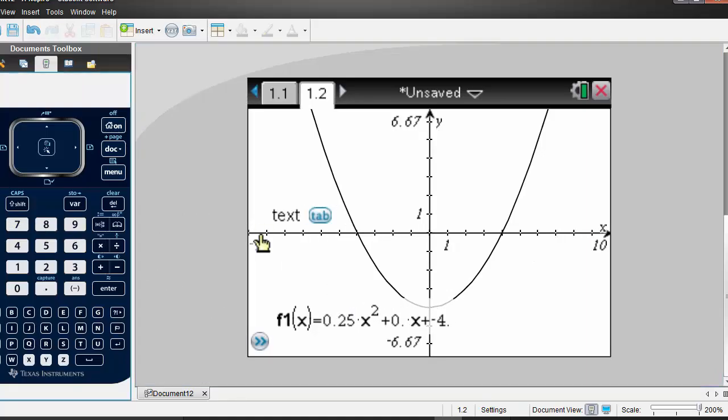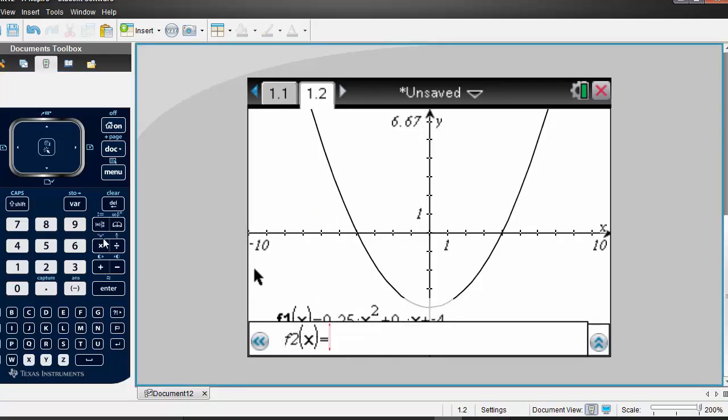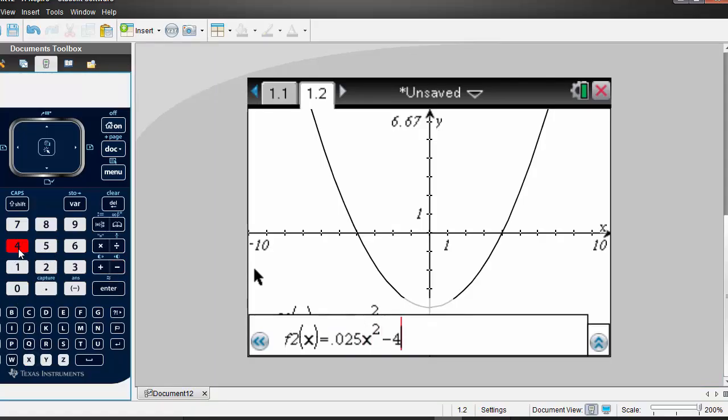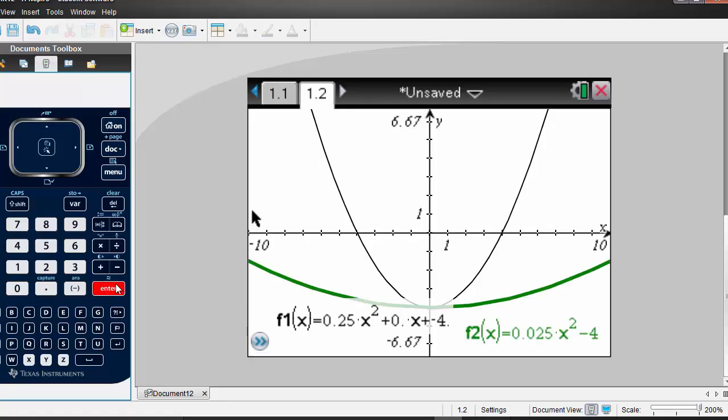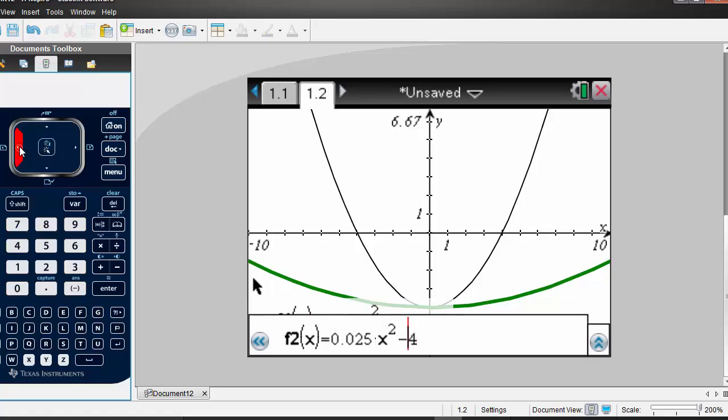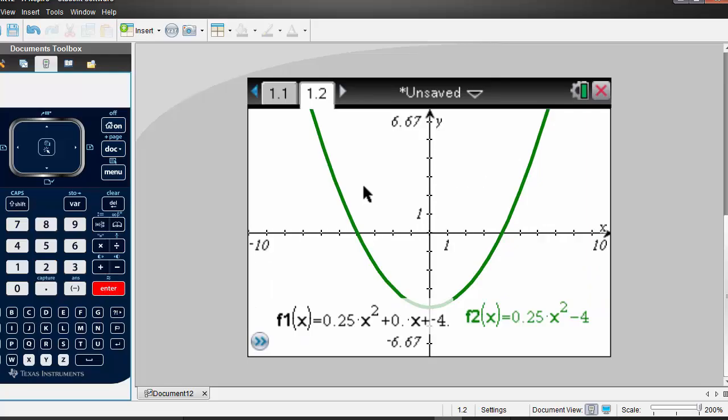Hit tab. I'm going to graph that function they gave me for that answer. So 0.25x squared minus 4. If this answer is correct for part D, then I should see just a different graph on the same thing. Okay, let's take a look at that. Oh, I made a mistake. I put an extra 0 in there. Let's try that. Okay, as you can see, it lays right on top of that graph.